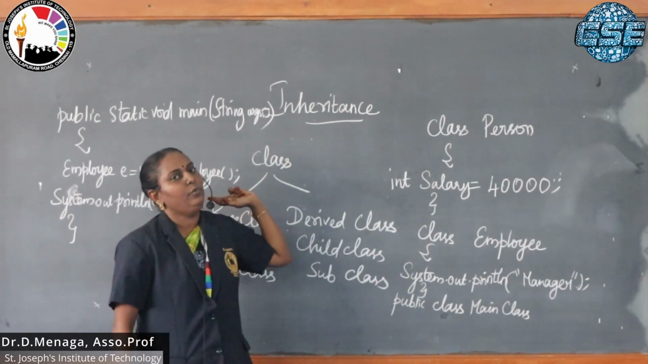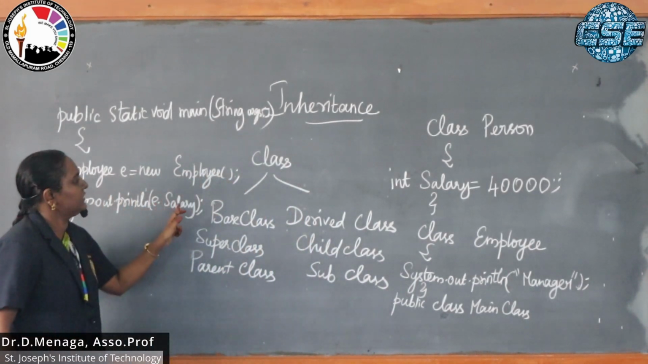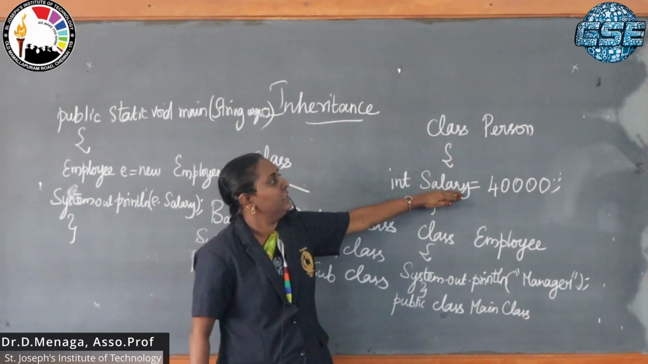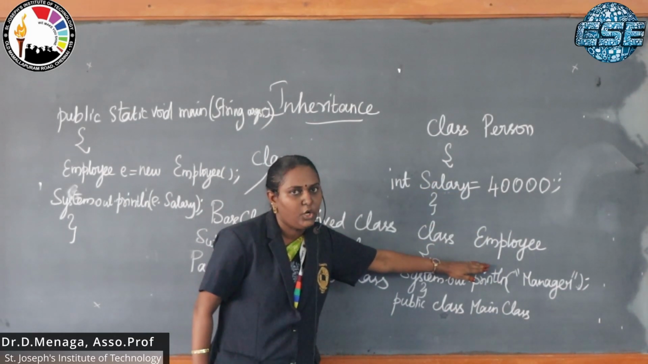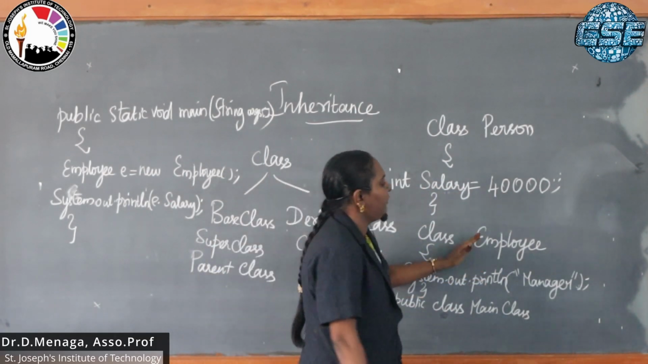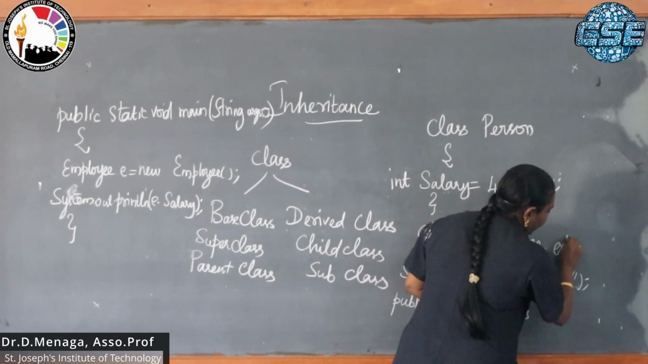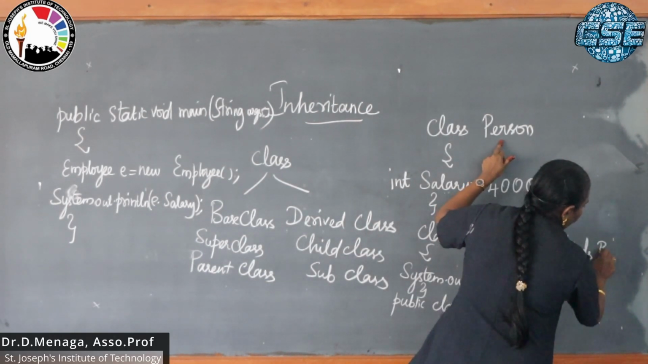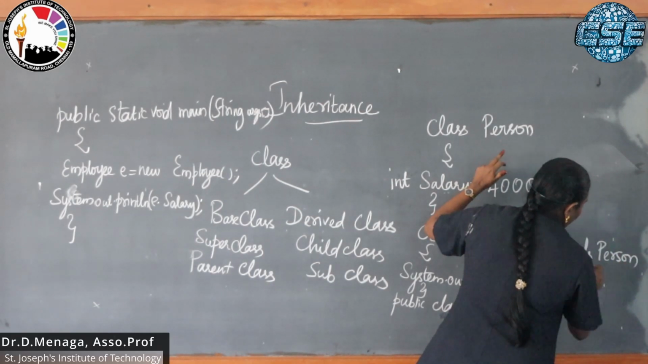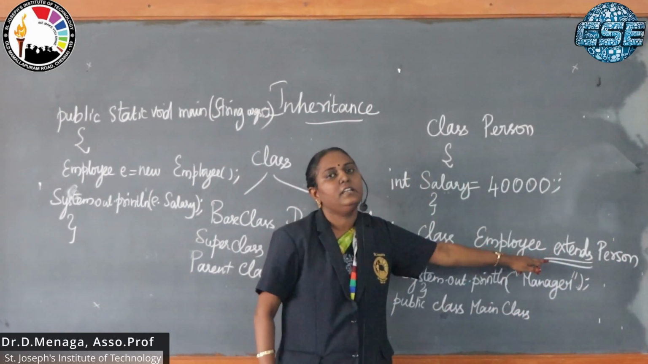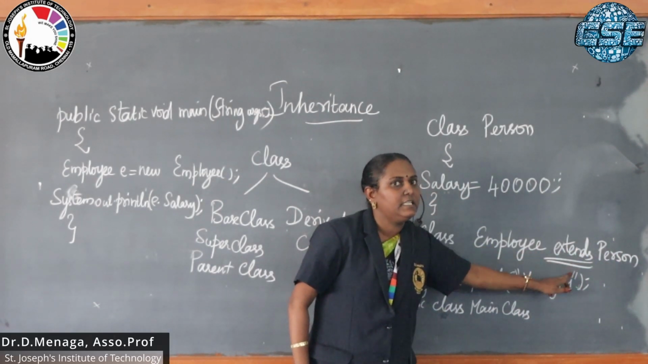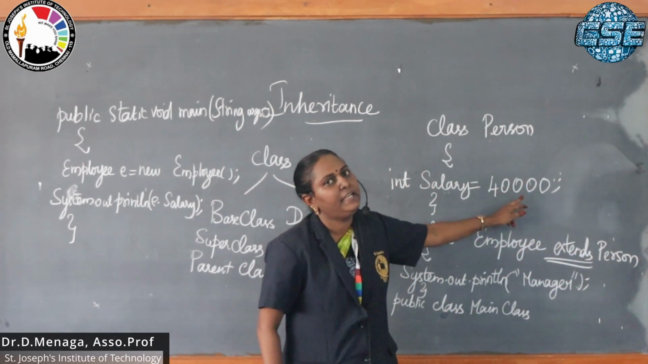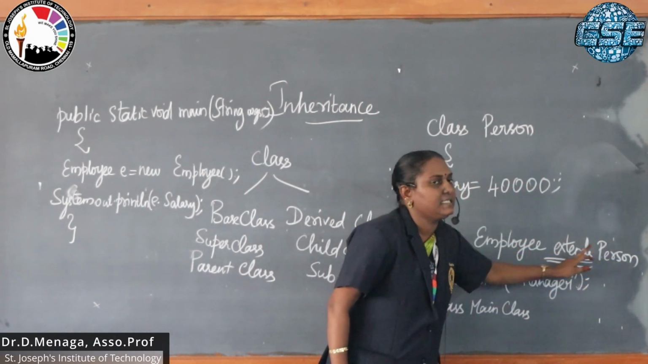If I give just E dot salary, I cannot access the value present in the base class, because I have created an object for the derived class. So what we have to do is give a keyword called extends, followed by the base class name. Extends is a keyword used in the inheritance concept, which means that I am going to access the properties and methods of my base class.